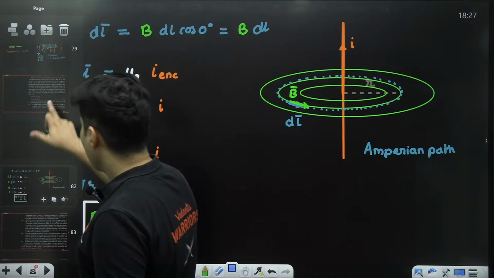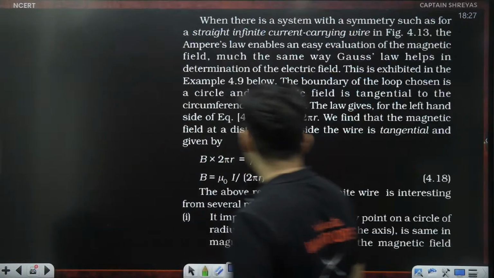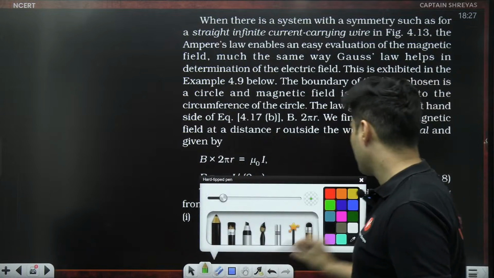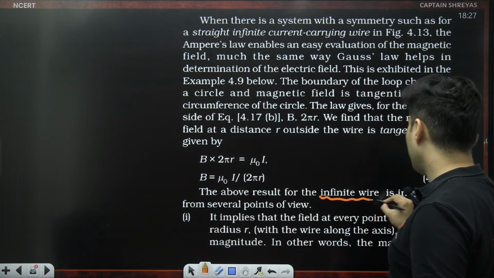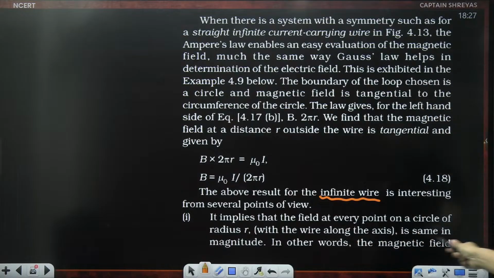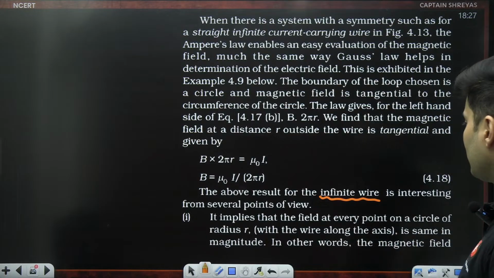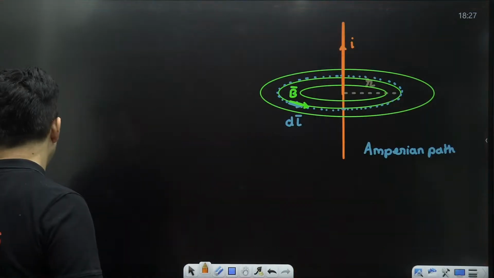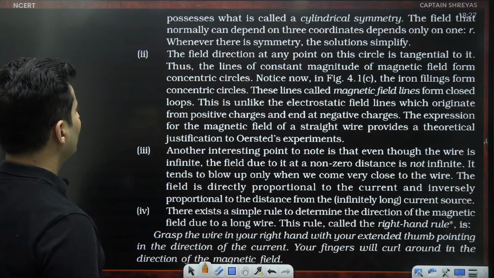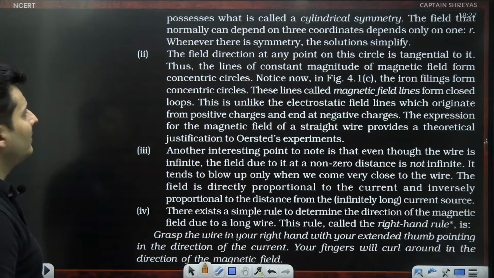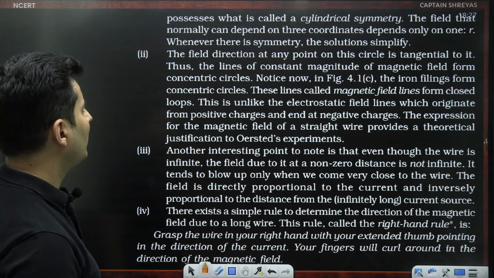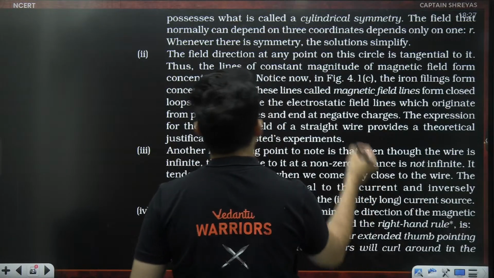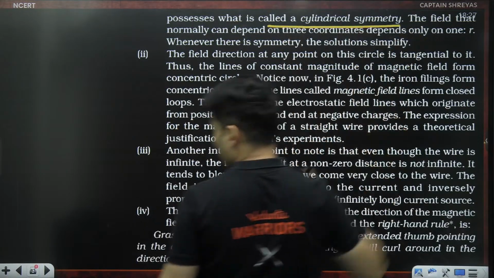Now they are telling that there are some interesting things about the infinite wire which we just did. This is an infinite wire. It implies the field at every point on the circle of radius r has the same magnitude. In other words, the magnetic field possesses what is called cylindrical symmetry, which is normally dependent on 3 coordinates, 1 being r. Whenever there is symmetry in a direction, the solution simplifies. So they are saying cylindrical symmetry, which makes sense.